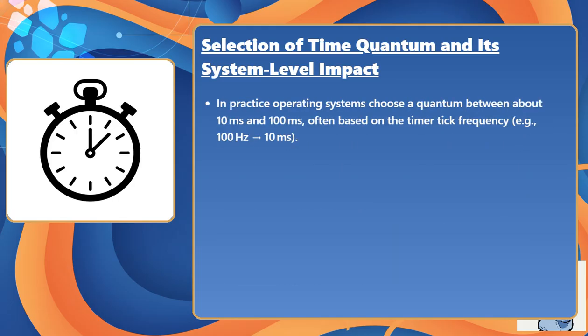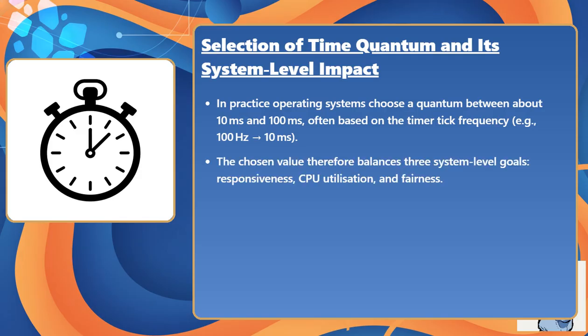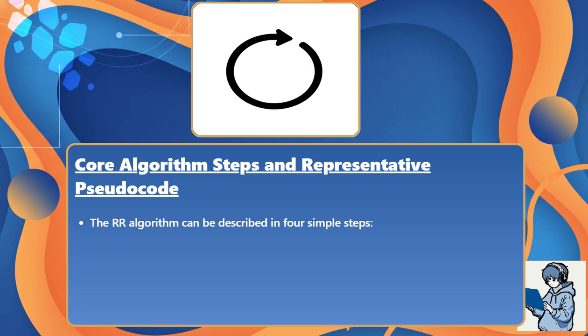In practice, operating systems choose a quantum between about 10 milliseconds and 100 milliseconds, often based on the timer tick frequency. For example, 100 Hz gives 10 milliseconds. The chosen value therefore balances three system-level goals: responsiveness, CPU utilization, and fairness. The round-robin algorithm can be described in 4 simple steps.